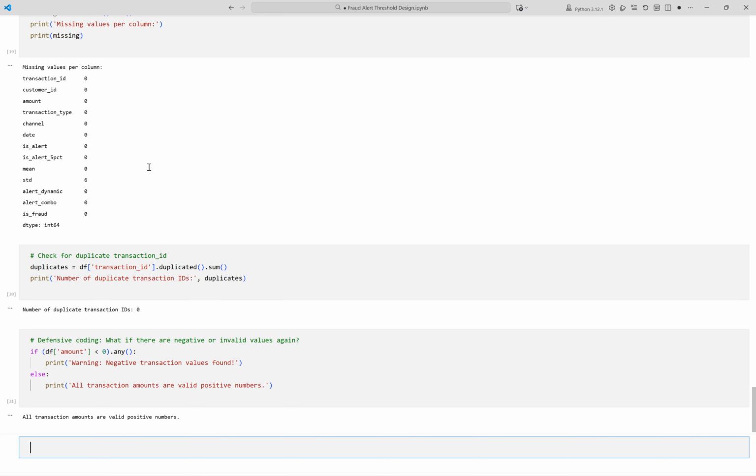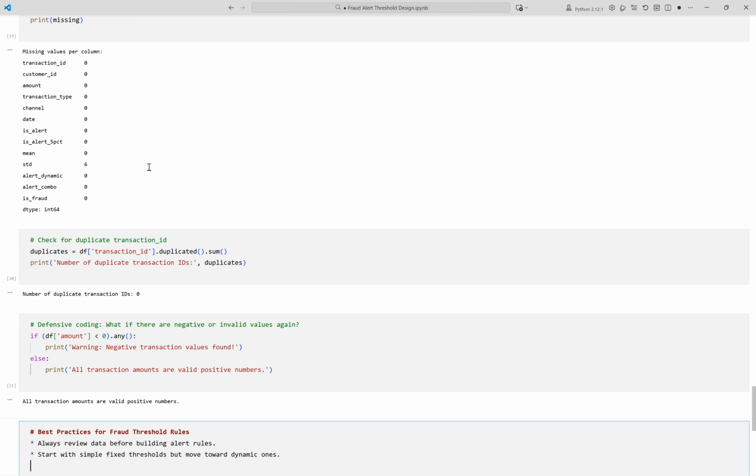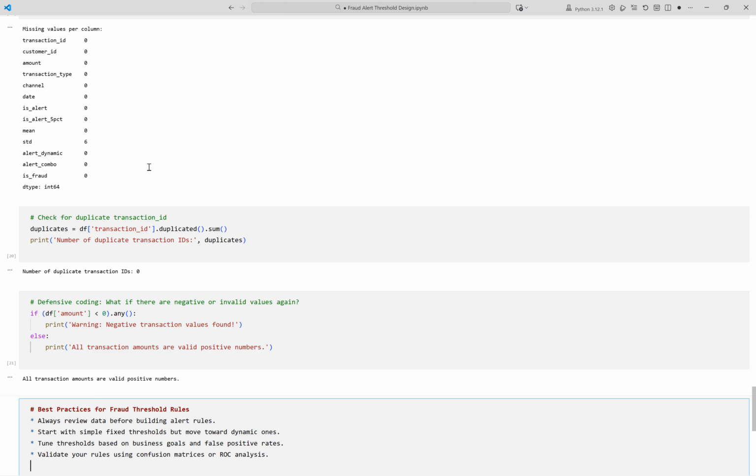Best practices for fraud threshold rules. Always review data before building alert rules. Start with simple fixed thresholds but move toward dynamic ones. Tune thresholds based on business goals and false positive rates. Validate your rules using confusion matrices or ROC analysis. Log alert volumes to spot sudden changes over time.